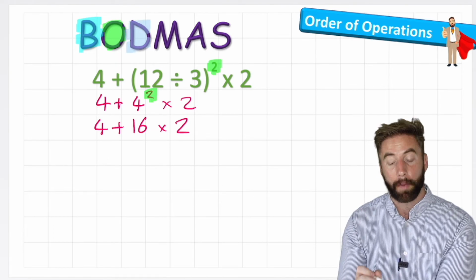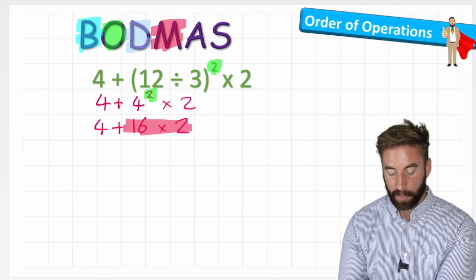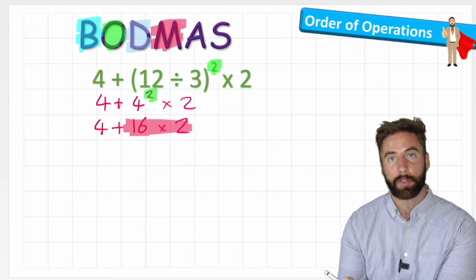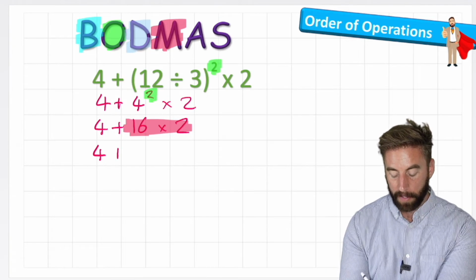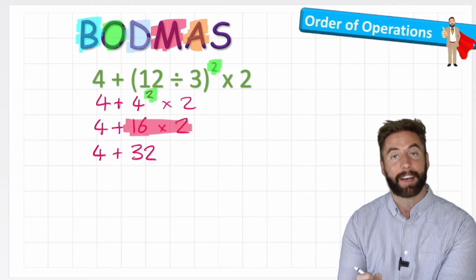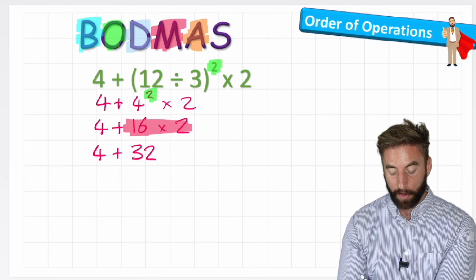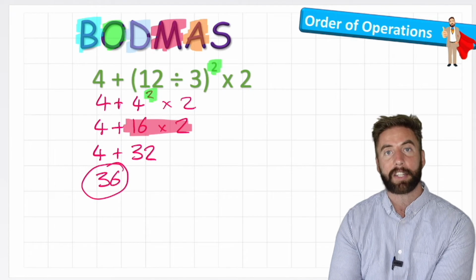My next one says division, and we actually don't have any more division in this question left, so I can move on to my multiplication. And my multiplication is this part here, 16 times 2. And the answer to 16 times 2 is 32. So my next row would be 4 plus 32. And I can now do my addition, and that's our last operation actually. So 4 plus 32 equals 36. So my total answer for this expression is 36.